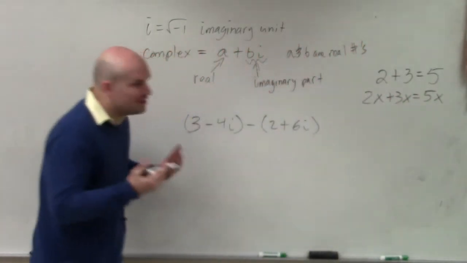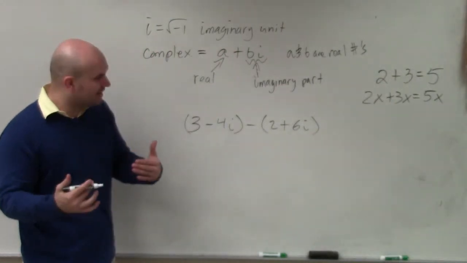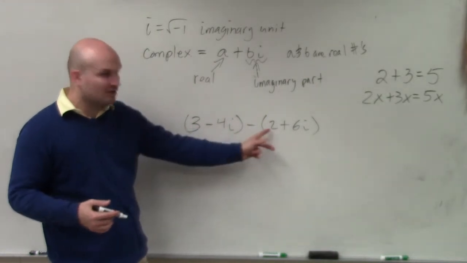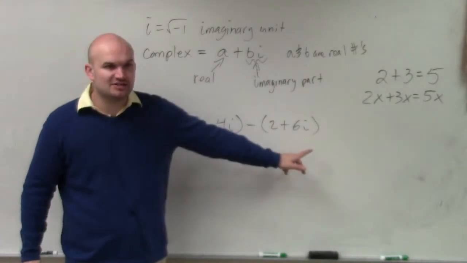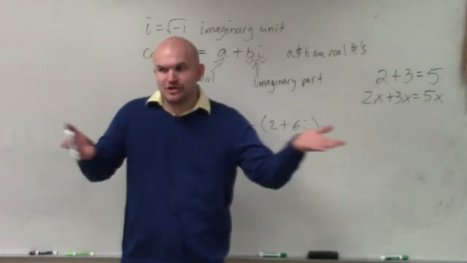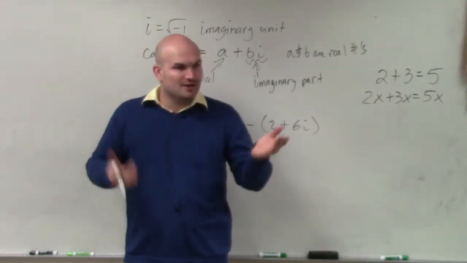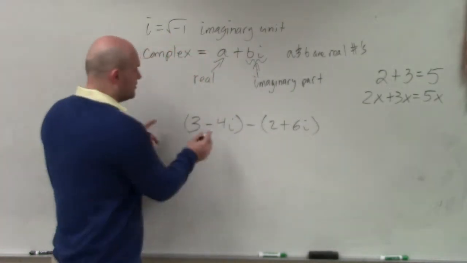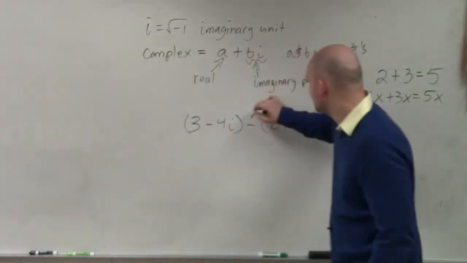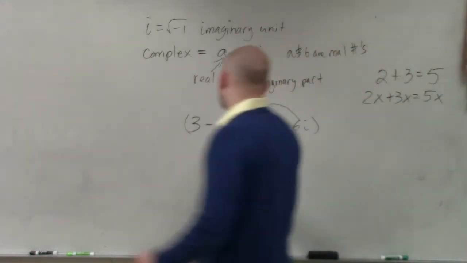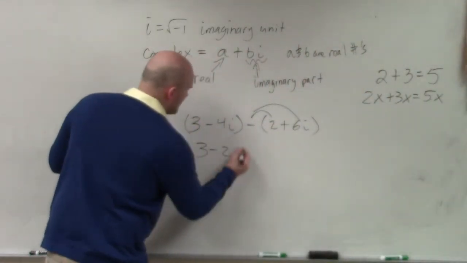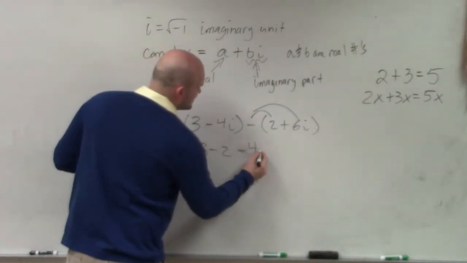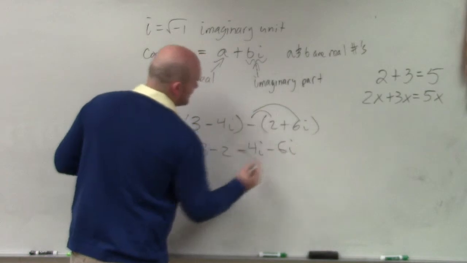So ladies and gentlemen, when you are subtracting, I just want you to combine your real with your real and combine your imaginary with your imaginary. It makes sense that imaginary and real numbers you can't combine, right? You should just stick with combining imaginary numbers and combining real numbers. So if I distribute this negative sign, what you're doing is 3 minus 2 plus a negative 4i, minus 4i minus 6i.